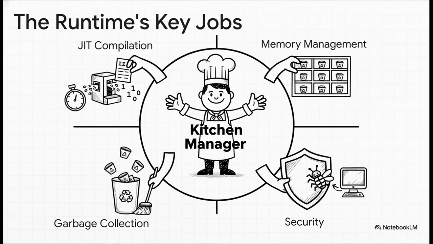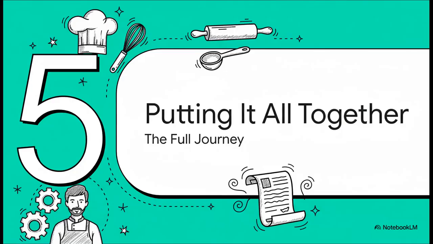Now, this Kitchen Manager is a real multitasker. First, it does the final translation from that universal IL into the specific machine code for the computer it's running on, right at the moment it's needed. We call that just-in-time, or JIT, compilation. Second, it manages all the memory, creating little buckets to hold all your data. Third, and this is a huge one for us developers, it automatically cleans up those memory buckets when you're done with them. That's called garbage collection, and it saves us so much work. And finally, it acts like a bouncer, providing a security layer to make sure your app behaves itself on the user's machine.